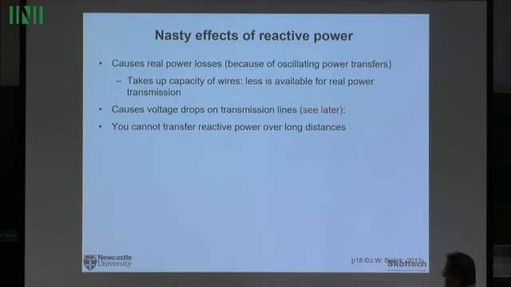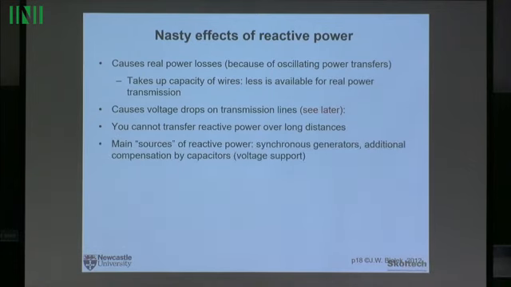And because the voltages drop, it means you cannot transfer power over long distances. Real power, here in England, you can transfer from Scotland. This is no problem. You cannot transfer reactive power from Scotland to here because voltage drops would be too much. And as I said, I'll explain to you in a few minutes. So the main sources of reactive power in the network are the synchronous generators. I'll show you later on why that is.